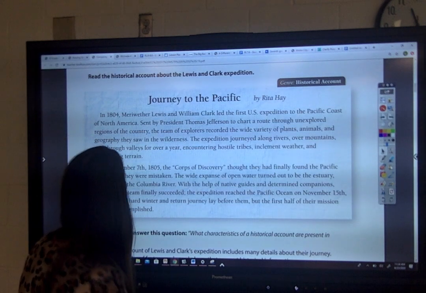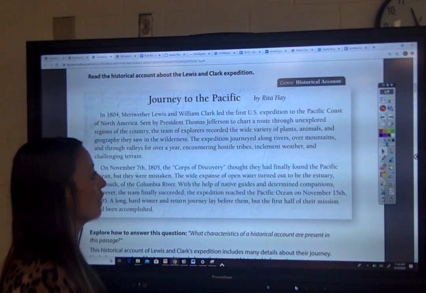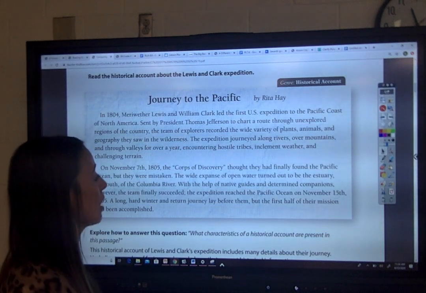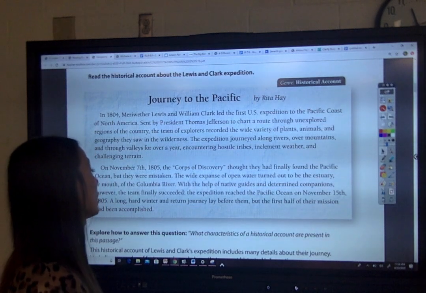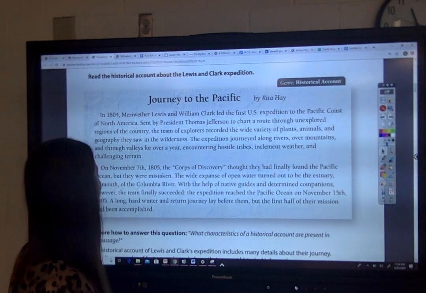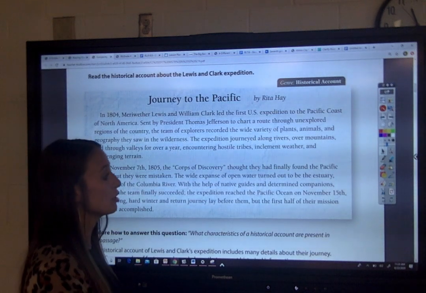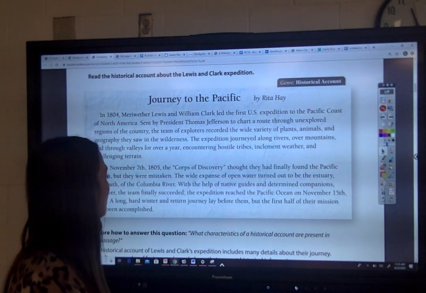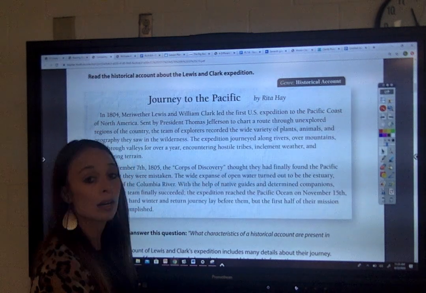challenging terrain. On November 7, 1805, the Corps of Discovery thought they had finally found the Pacific Ocean, but they were mistaken. The wide expanse of open water turned out to be the estuary or mouth of the Columbia River. With the help of native guides and determined companions, however, the team finally succeeded. The expedition reached the Pacific Ocean on November 15, 1805. A long, hard winter and return journey lay before them, but the first half of their mission had been accomplished.